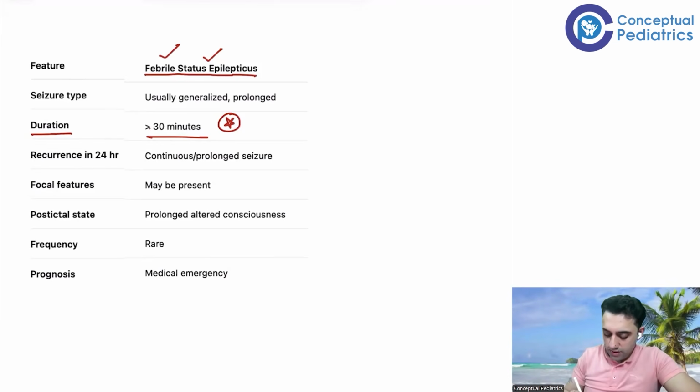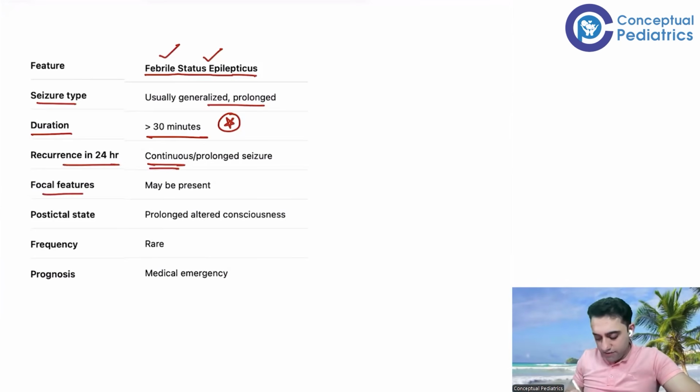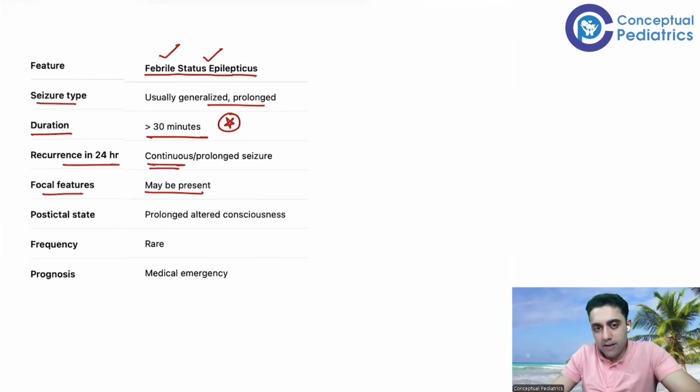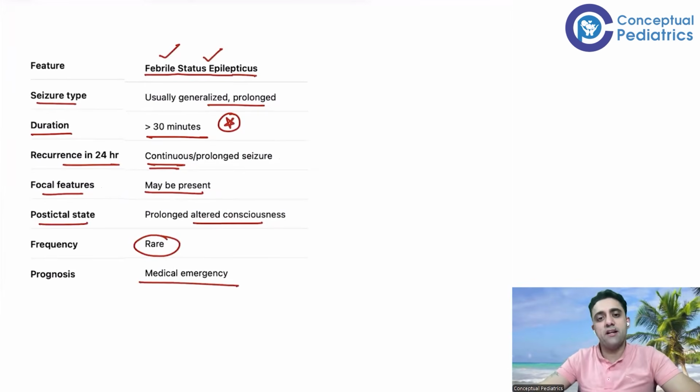More than 30 minutes of seizure is a very prolonged generalized tonic-clonic seizure. It can happen multiple times in 24 hours. It can also come in the form of a focal deficit, like the right limb or left limb moving. In the post-ictal state, the patient will have altered consciousness. It is very rarely seen, but it is a medical emergency. The patient is having fever and seizure continuously for more than 30 minutes. That's too serious. It's a medical emergency.